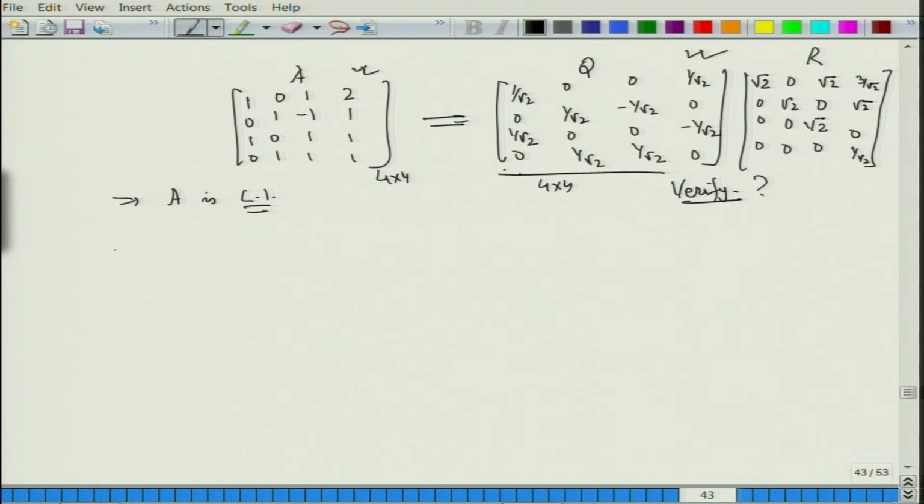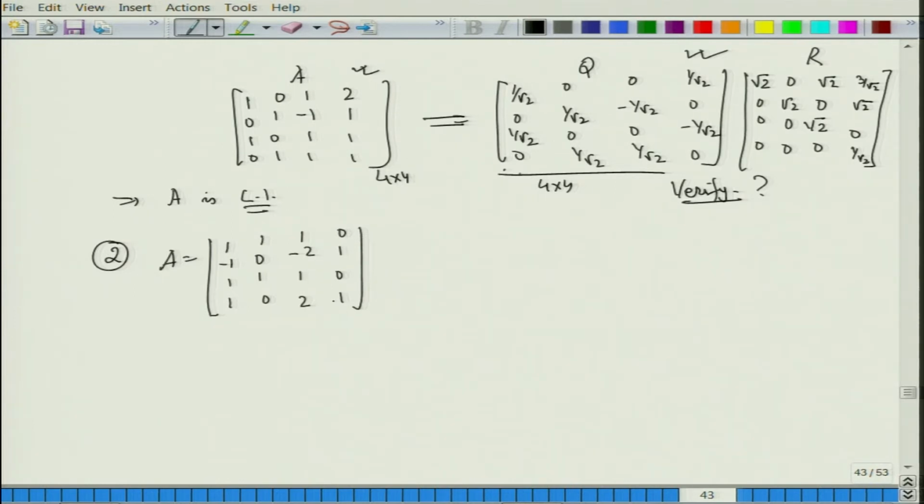So example 2, I take A as 1 minus 1 1 1, 1 0 1 0, 1 minus 2 1 2, 0 1 0 1. So again I have got 4 of them, first, second, third, fourth. We will see what we need. We want Q and R again.